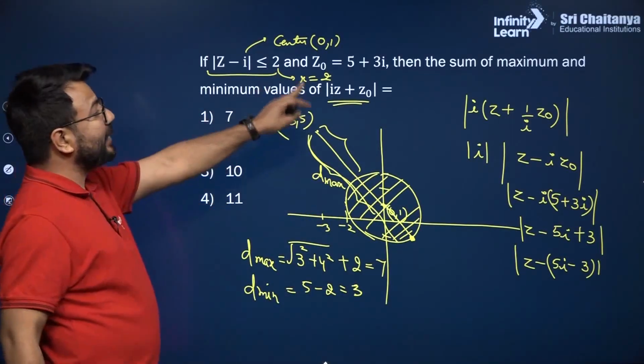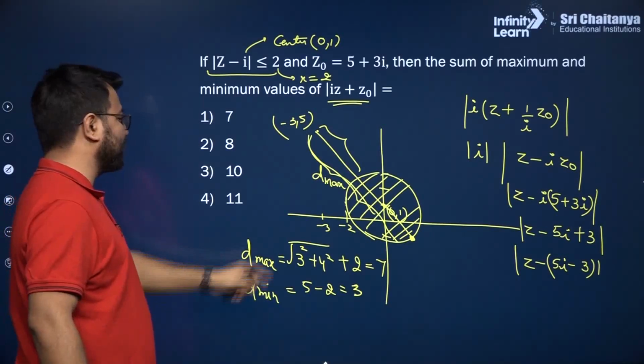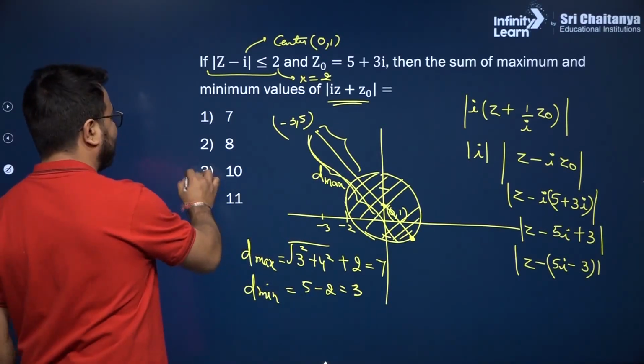So they have asked to get the sum of the maximum and minimum value. So 7 plus 3, the sum will be equal to 10.